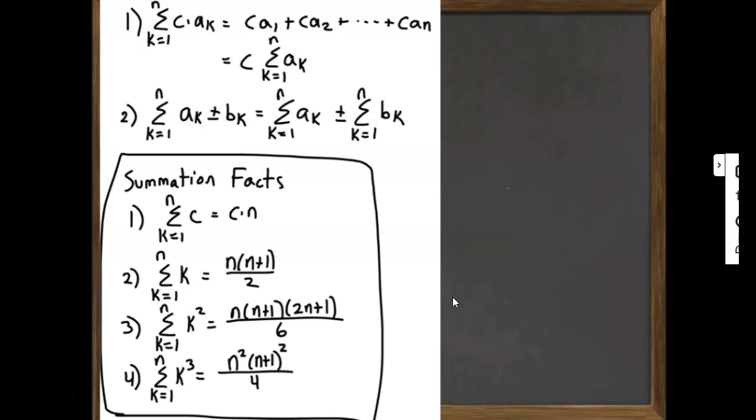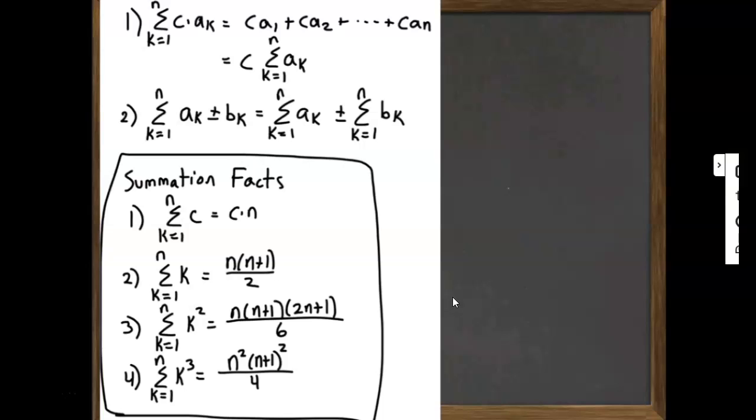So up first here, we have this first formula, which just says if you have the sum of a number times some function of k, something that depends on k, well, we could write that out as c times a1 plus c times a2 plus c all the way up to an. In other words, we could pull a c out of everything. C is a constant here. It doesn't depend on k.